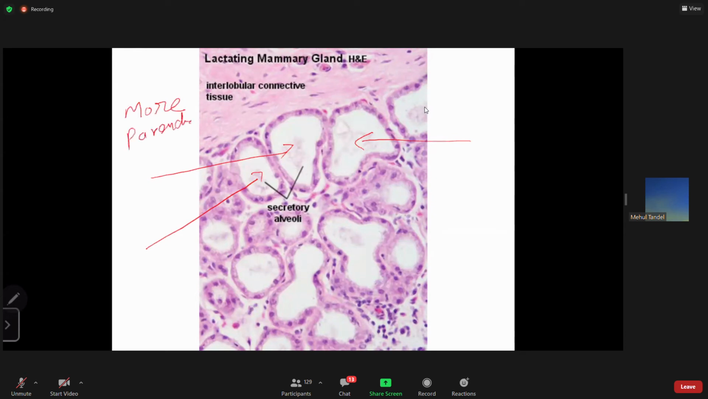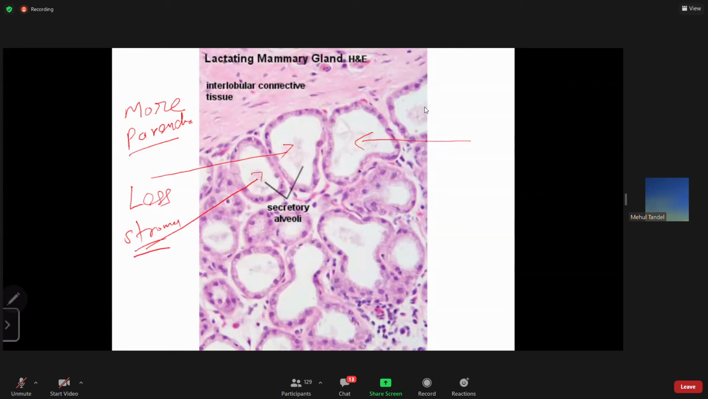More parenchyma and less stroma. This is the first identifying feature of the lactating mammary gland. More parenchyma, less stroma. Now, parenchyma contains proper alveoli, and you can write that lipid vacuoles are also seen within the parenchyma, within the acinar cell, or within the lumen of the alveoli and duct. So these are the identifying features of the lactating mammary gland.